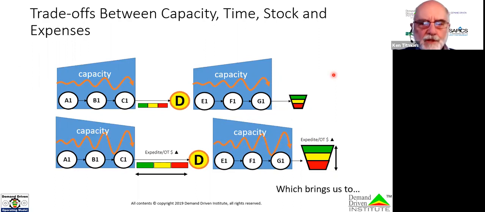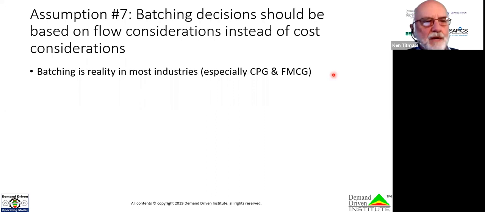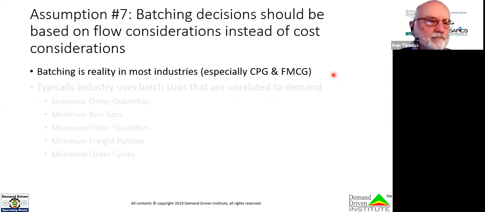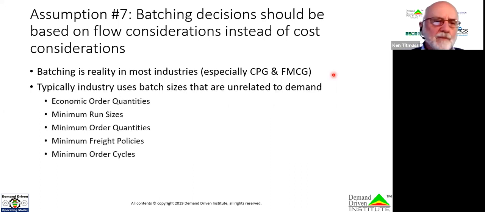So this brings us to assumption number 7. Batching decisions should be based on flow instead of cost. Batching is reality in most industries. In consumer products and fast-moving consumer goods, we make things in batches. It's what happens, and we can't really get away from that. But how do we determine what those batches are?